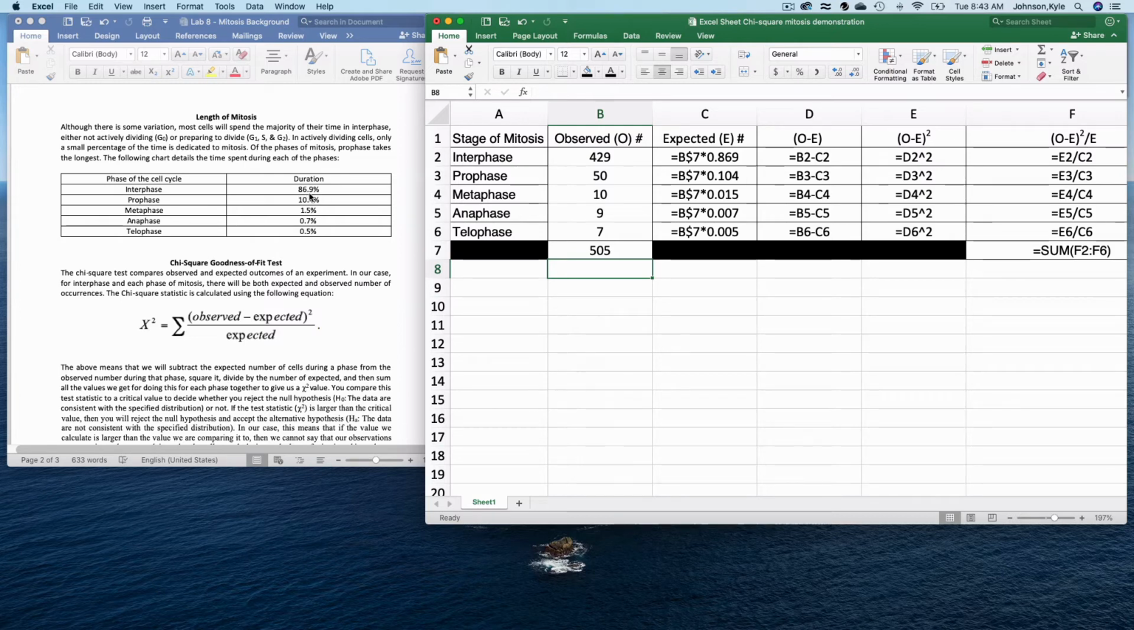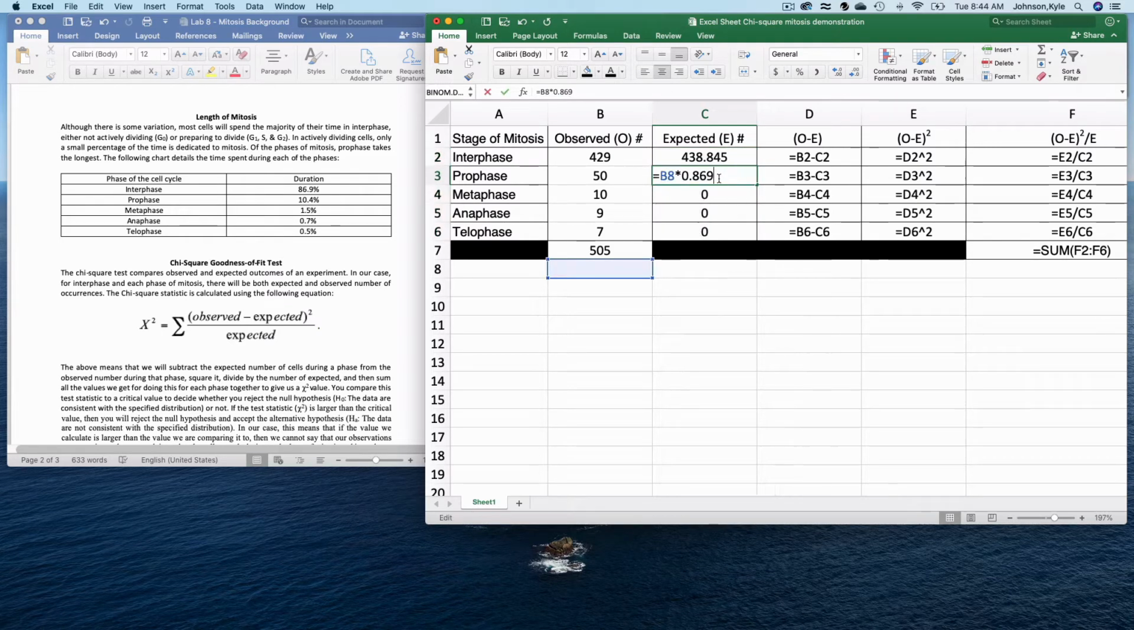So for interphase, it's 86.9%. So you would just have to type in equals B, and the reason I put the $ here is so that I can just drag it down and it'll stay B7 instead of going down as I drag it down. So I'll show you what happens if I just type in B7. You can see it selected that for me, and then multiply by 0.869. I press enter.